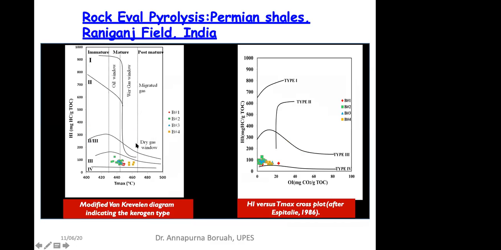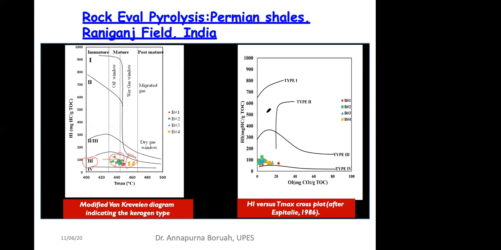So here you can see the Van Krevelen diagram, Rock-Eval pyrolysis of Permian shales of the Raniganj field for the Barren Measures shales. You can see these samples are mainly in the oil window zone and the gas window zone. But you can see the kerogen type, this is kerogen type 3. Kerogen type 3 can produce gas. And as it is in the oil window zone and gas window zone, it will produce gas.